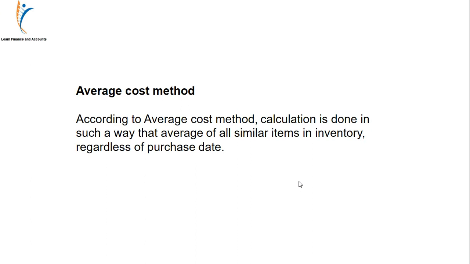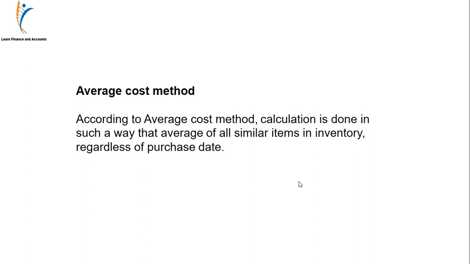The third method is average cost method. So according to this average cost method, calculation is done in such a way that the average of all similar items in the inventory are taken regardless of the date of purchase. So we take out an average of all the items of all the lots.